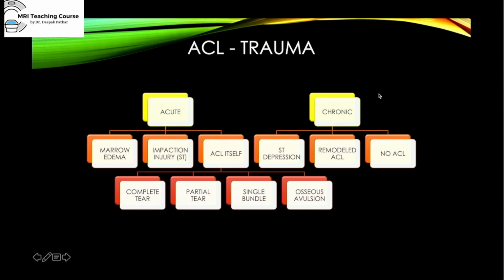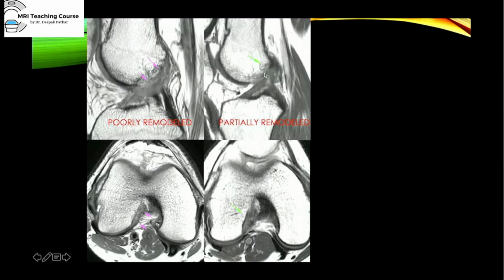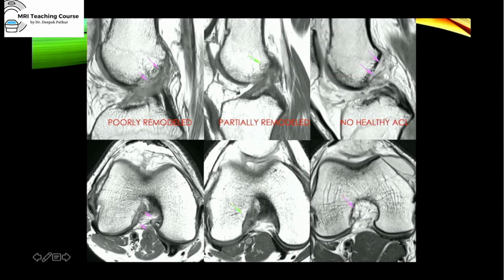So in chronic injuries, you want to look for other signs to help you. There will be a remodeled medial collateral ligament, there will be a sulcus terminalis depression, there will be a predominantly lateral compartment OA because of ACL instability. So look for all those findings and look for the ACL itself. So either it can be remodeled or sometimes you won't find any ACL when it's a very chronic injury. So this is a poorly remodeled ACL where you can see that we cannot identify any ligament fibers. This is partially remodeled where some fibers are visible, but still it is not a normal looking ACL. And then this is no ACL.